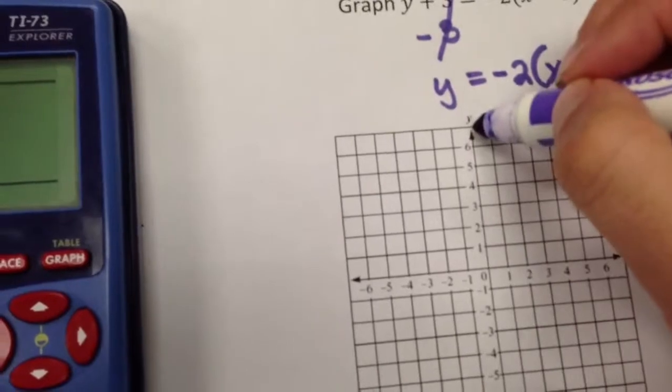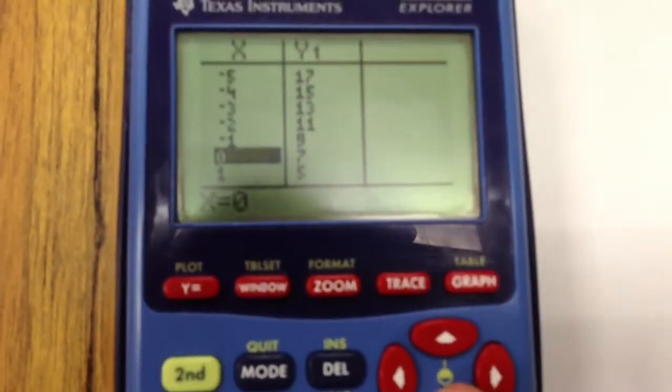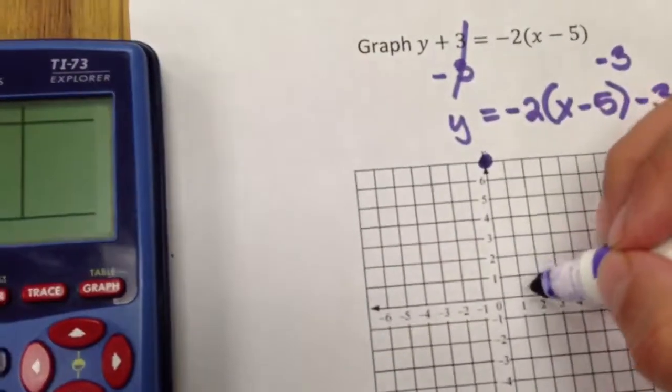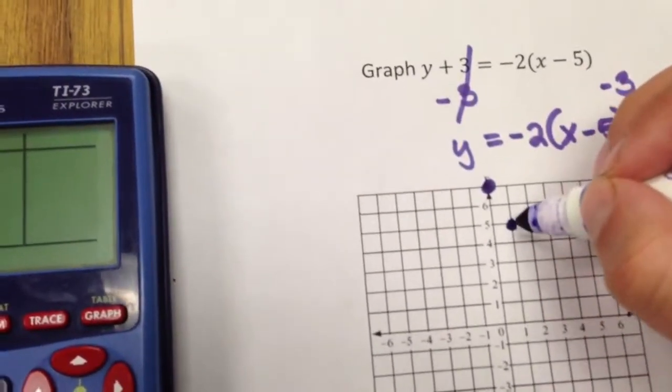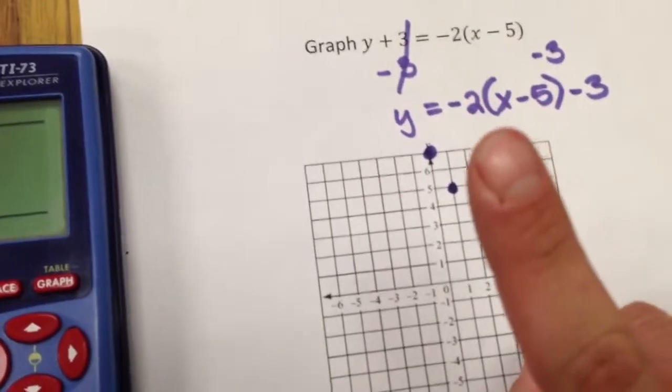So here we go, y'all. I'm going to do this pretty good. 0, 7. What's another point that we can graph? How about 1, 5? So I'm going to go over to 1, 5. And you know what, y'all? I don't need my calculator anymore.